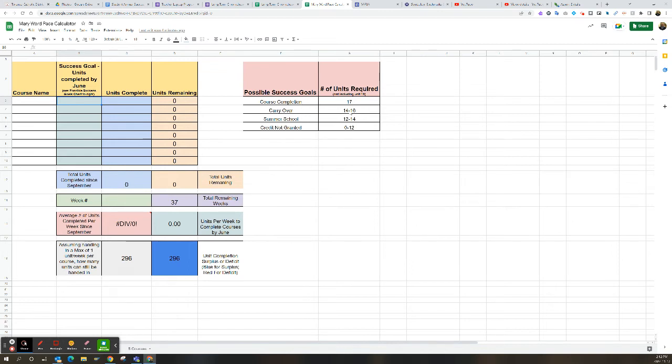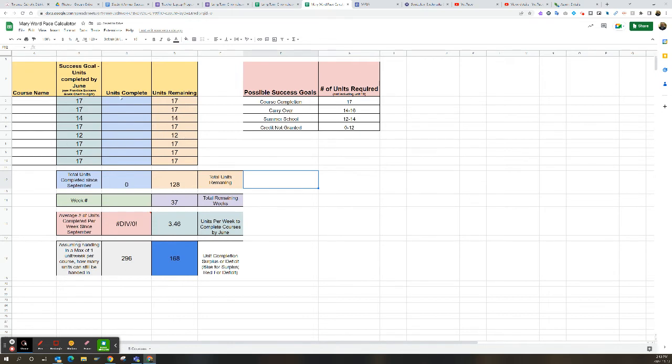And again, it says to carry over, they have to complete 14 to 16 units, summer school 12 to 14. And so they'll put their goals in here. As they put their goals, I didn't put any courses in there, but let's just put their goals. So they're going to complete most of their courses. They're going to carry over that one. They're going to go to summer school for one. But for the most part, otherwise, they're putting 17.